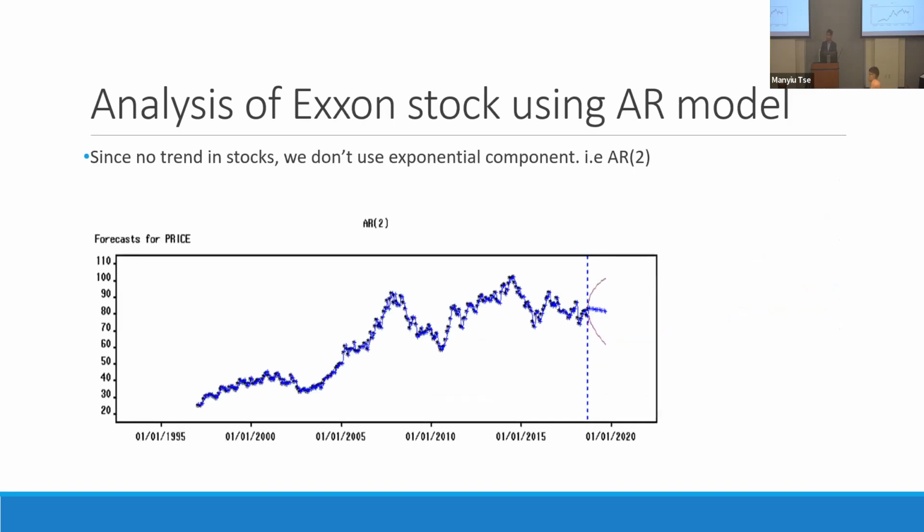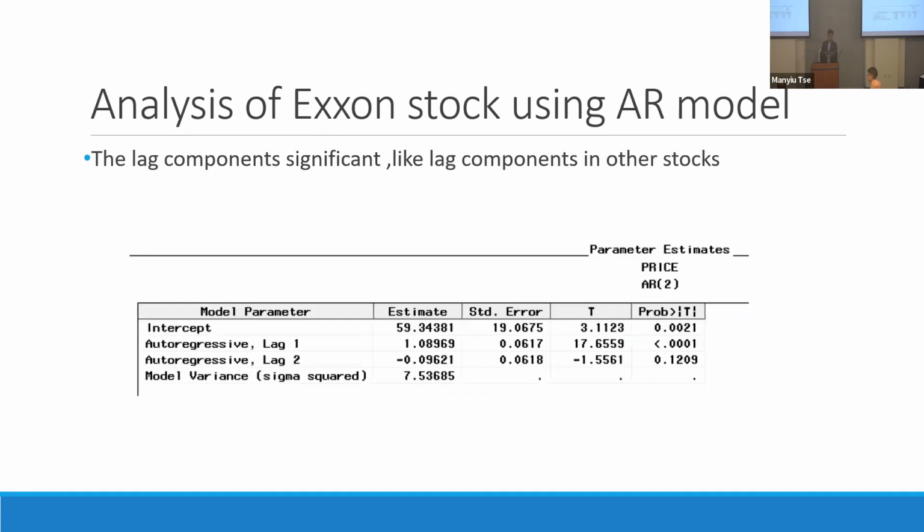And the second stock we analyzed was ExxonMobil. As you can see, the stock is almost stationary. So we did not use the exponential component. Instead, we did something called forced differencing and then ran the AR2 model. So we can see that the lag component here is also kind of significant.